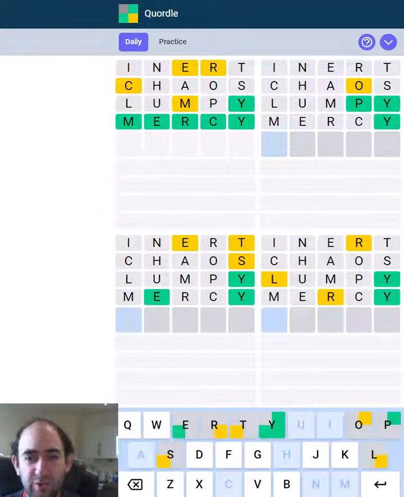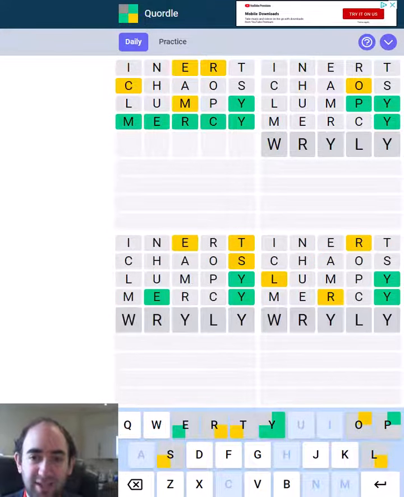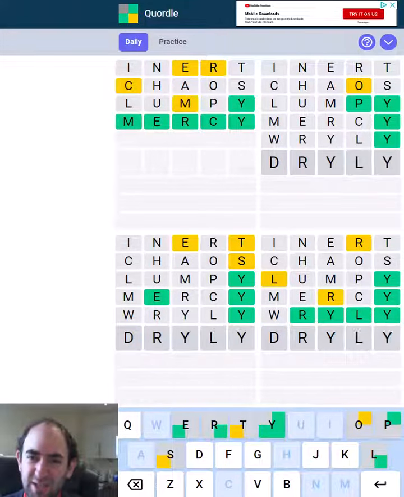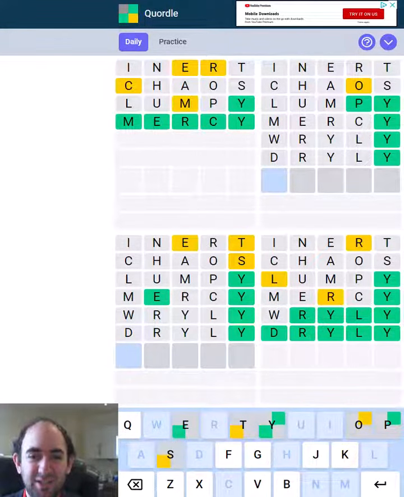The bottom right doesn't have any vowels apart from the Y, so let's try Riley. Or dryly, maybe? Okay, I'm glad I didn't fall down to too much of a hard mode trap there. Top right, do we think it's a double O or just a single O?